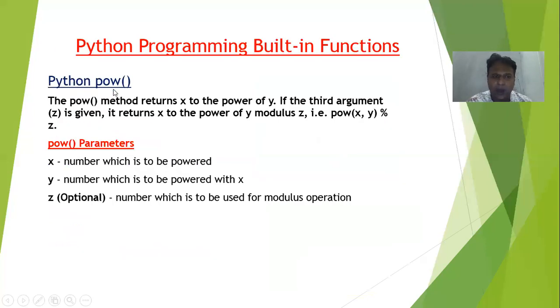Then the Python power function. The power method returns x to the power y. If the third argument is given, it returns x to the power y modulus z. X is the number which is to be powered. Y is the number with which x is powered. Z is an optional parameter, the number used for the modulus operation.